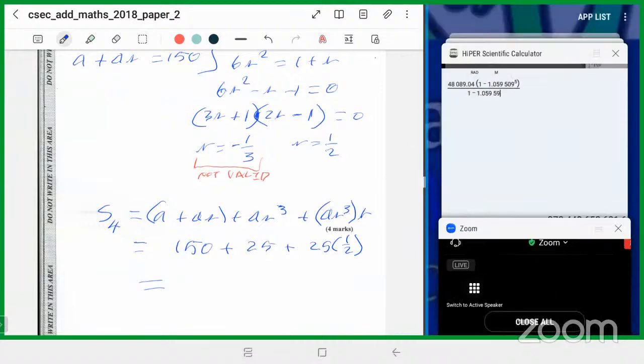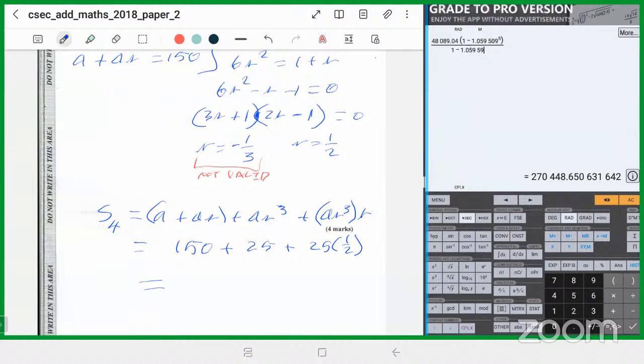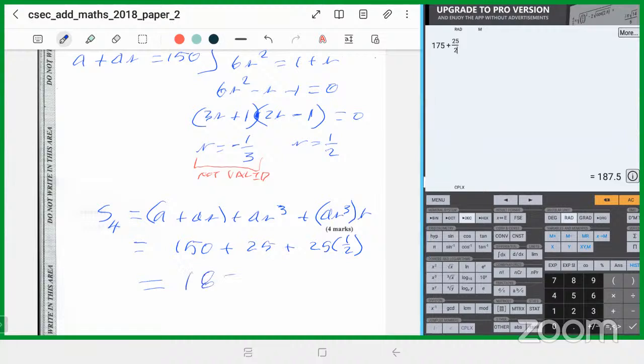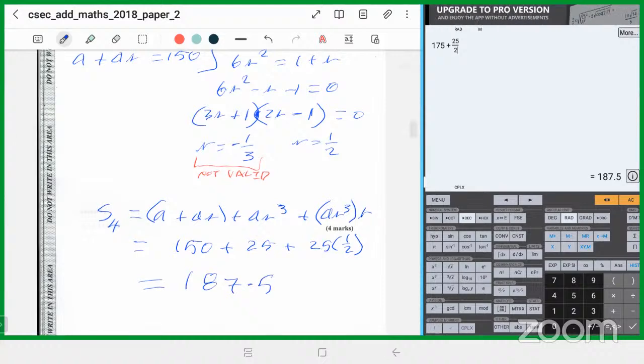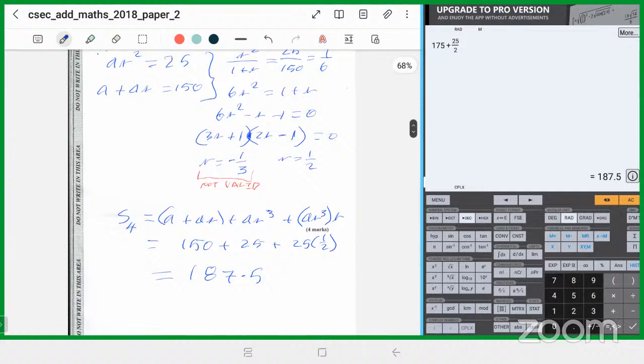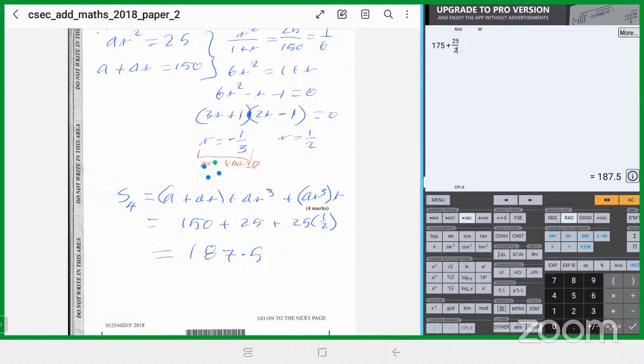It's 175 plus 12.5. It's easy enough. 175 plus 25 over 2. That's 187.5. That's it. No, 1090.